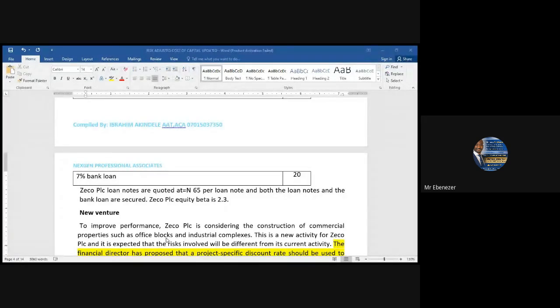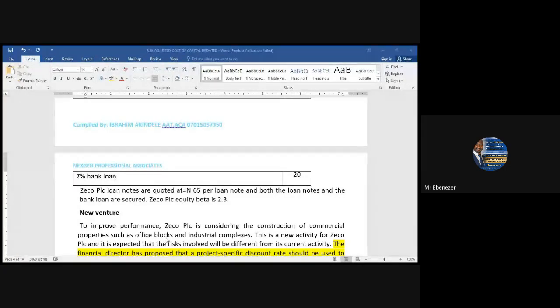Now, ZECO PLC equity beta is 2.3. Class, when an equity beta is 2.3, greater than 1, what is the implication? Let me just mention that here. When equity beta is greater than 1, what will be the implication? All these things are just 2 marks questions. When equity beta is less than 1, what will be the implication? When we get to portfolio theory, I'll mention it again.